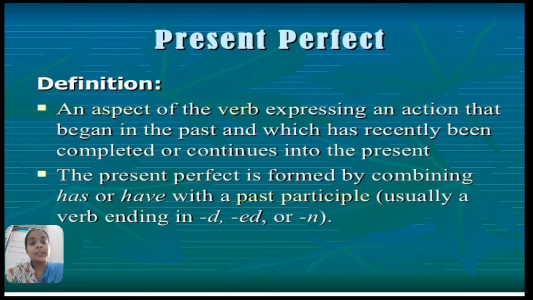The present perfect tense is formed by combining has or have with a past participle. If you don't know about past participle, not to worry about it. I'm leaving the link in the description where you can watch the videos related to the verb, kinds of verb. There you can easily understand what is past participle. Usually those verbs ending in d, ed or n.